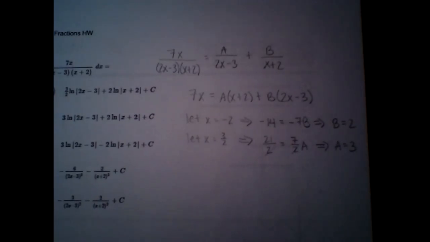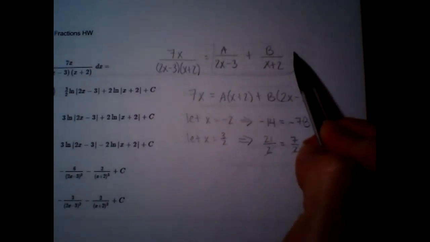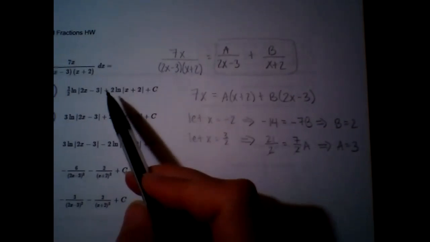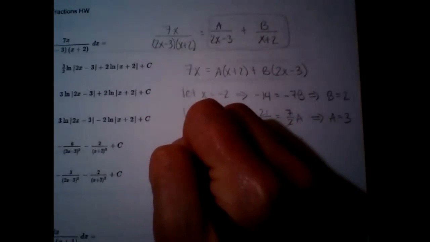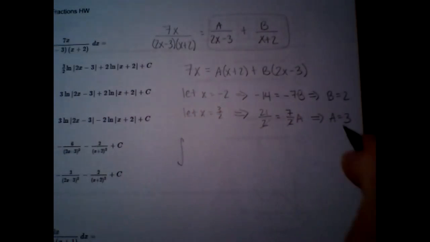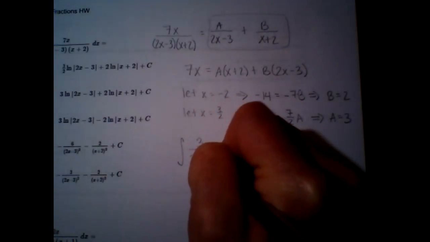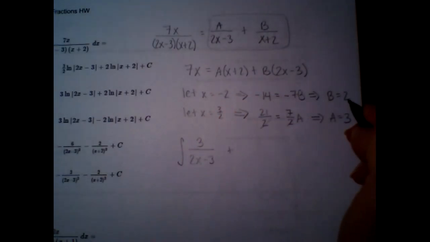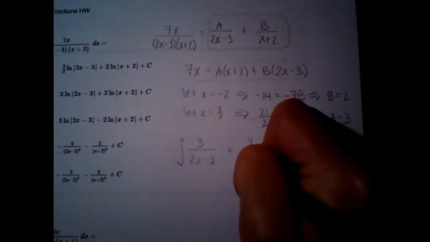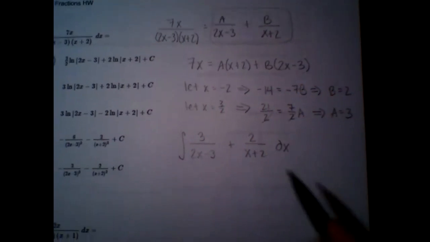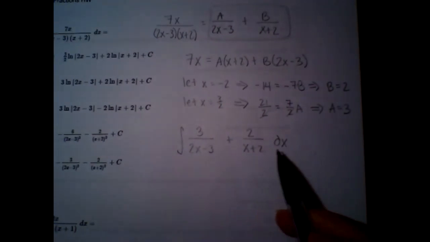So I'm going to put those back into these fractions, and I'm going to put all of that back inside of the integral. So it will be integral, what was a? 3 over 2x minus 3 plus b was 2 over x plus 2 dx.